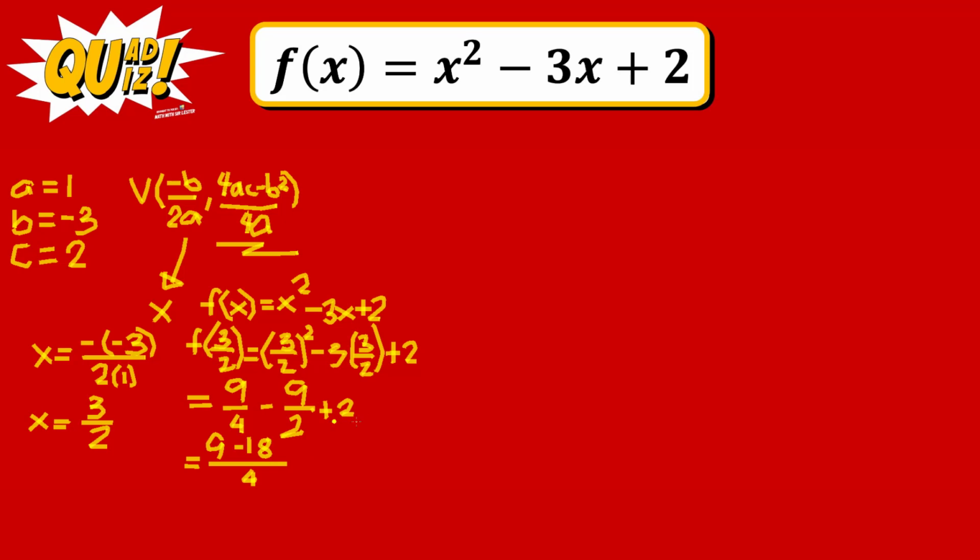And then we know that 2 is over 1. So 4 divided by 1 is 4 times 2, so we'll have plus 8. Looking at this, we'll have 9 minus 18 is negative 9, plus 8, we have negative 1 fourth. This is the y-coordinate of our vertex. In short, our vertex is at point 3 halves and negative 1 fourth.